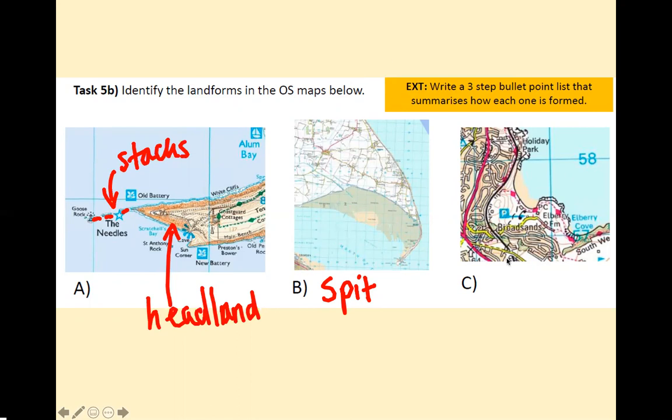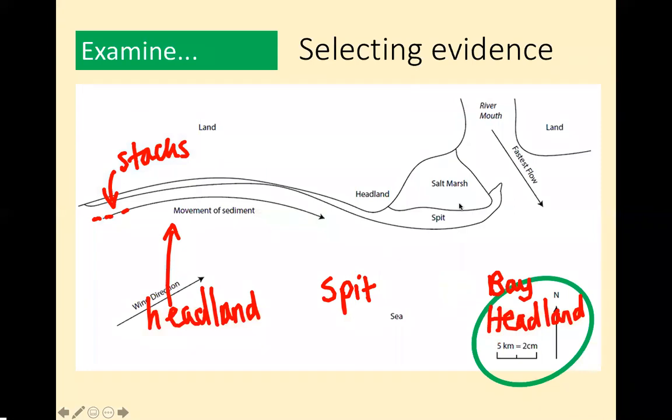Okay. And then finally, you've actually got multiple erosional landforms in this OS map. You can tell because there's a beach within the bay. So this bay that's cut out, that's eroded backwards because it's made of soft rock. And you have the headland that's sticking out into the sea. Okay. Pause if you need to mark. Great. Okay.